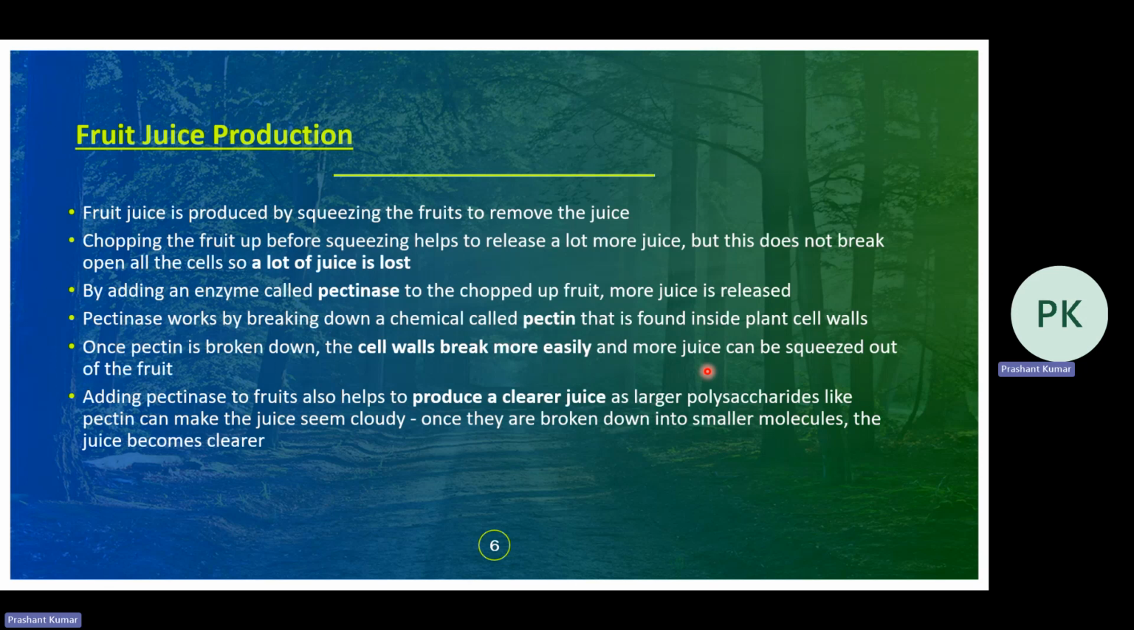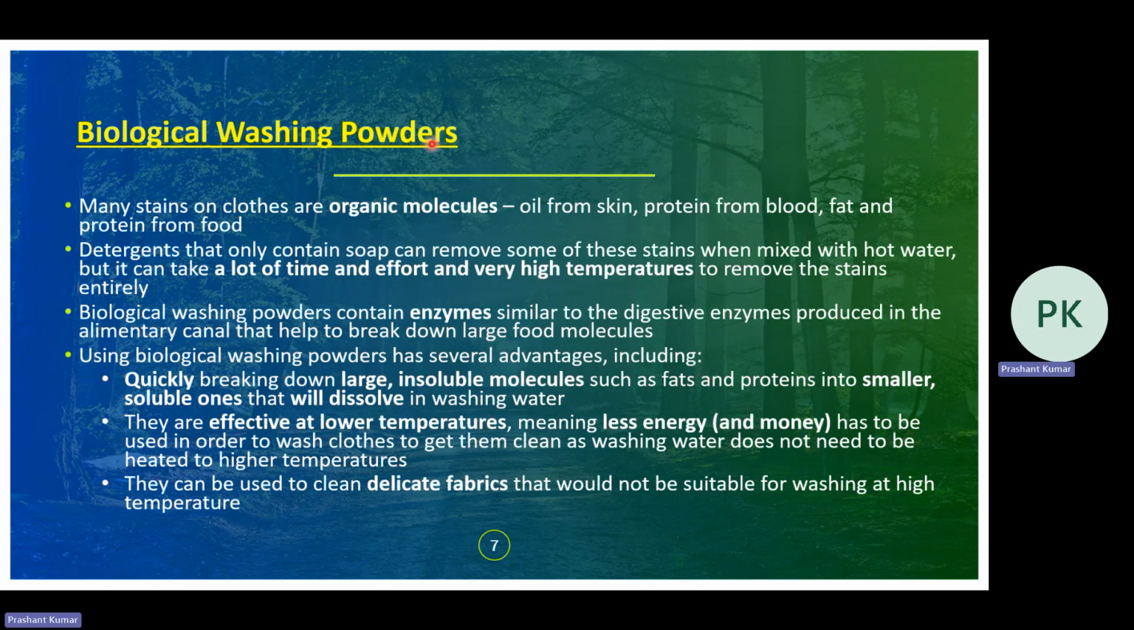Adding pectinase to the fruit can help to produce a clear juice, and a large polysaccharide like pectin can make the juice seem cloudy. So if you are drinking a juice and it's coming out cloudy, that means it lacks pectinase.